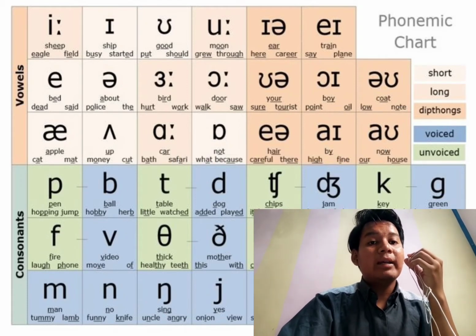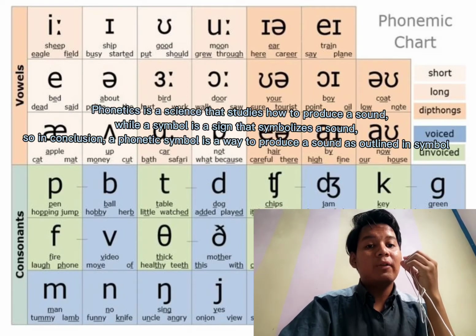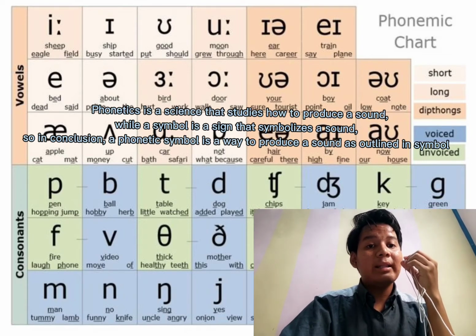21520017, and in this video I want to talk about the International Phonetic Alphabet. At first, I want to explain what a phonetic alphabet is. Phonetics is a science that studies how to produce a sound, while a symbol is a sign that symbolizes a sound. So, in conclusion, a phonetic symbol is a way to produce a sound as outlined in a symbol.